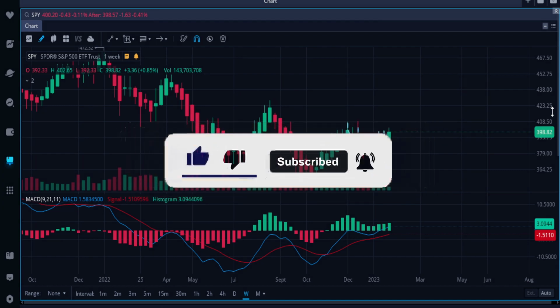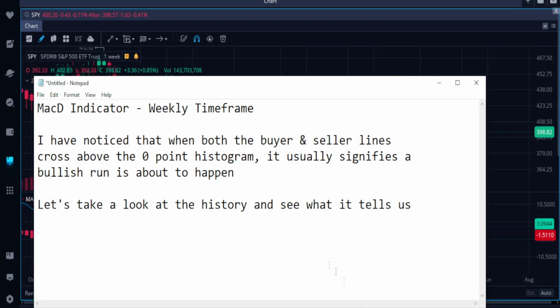using the MACD indicator. So what I've noticed is that when both the buyer and the seller lines cross above the 0 point histogram, it usually signifies a bullish run is about to happen. Let's take a look at history and see what it tells us.